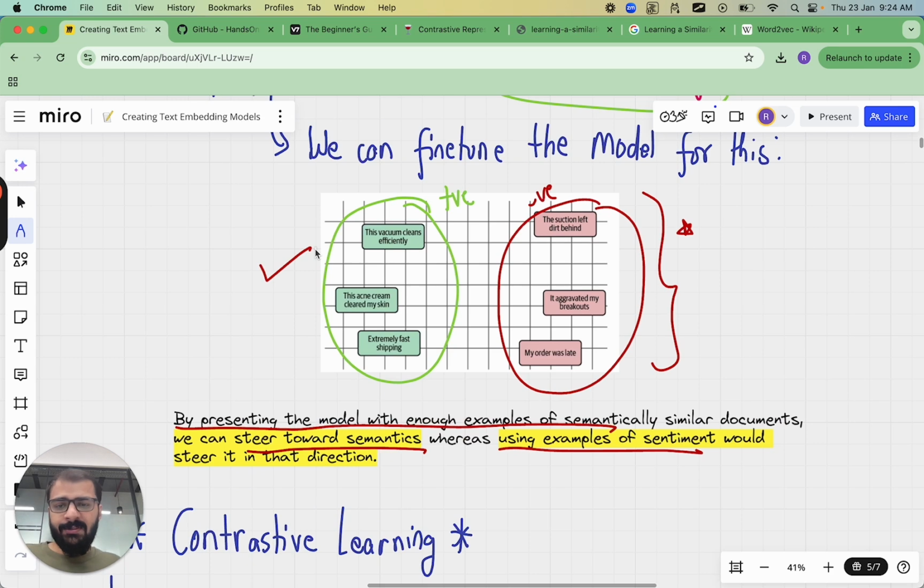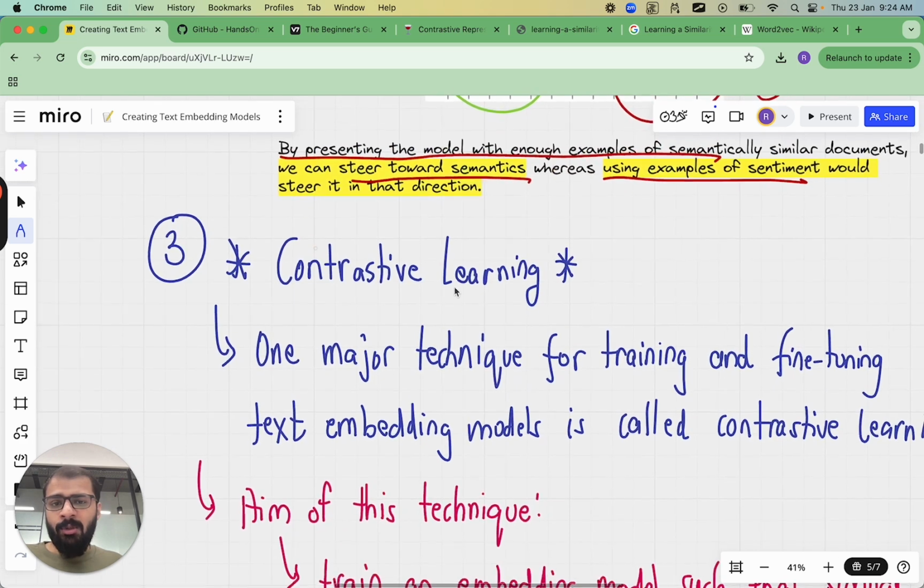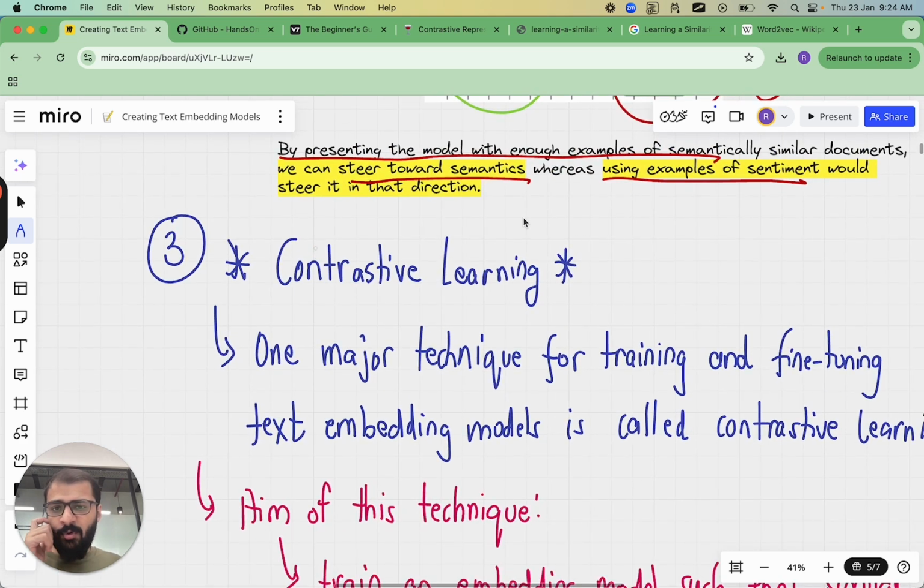So that's the difference. Okay, now that we have understood what the meaning of embedding models is and what characterizes good embedding models and bad embedding models, we can now come to the next part, which is the main purpose of today's lecture, which is understanding contrastive learning.